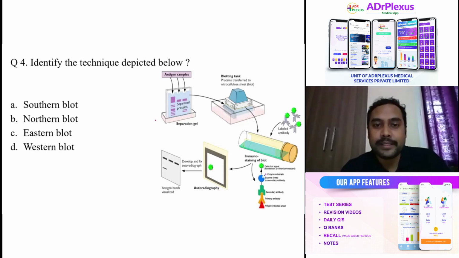Identify the technique depicted below. Southern blot, northern blot, eastern blot, western blot. Nothing against you, but you have to see the picture. Most of you know what this thing is.